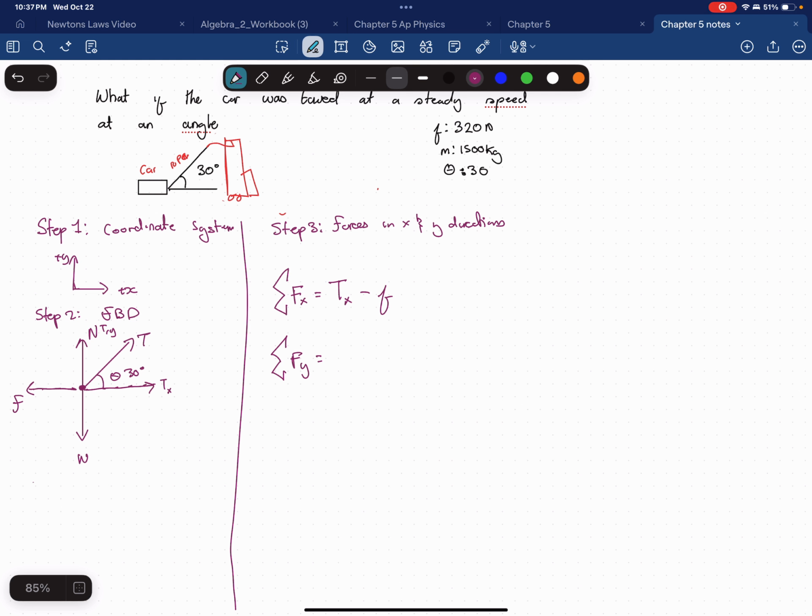In the y component, we have tension in the y component, positively, and we also have the weight, and the normal force.